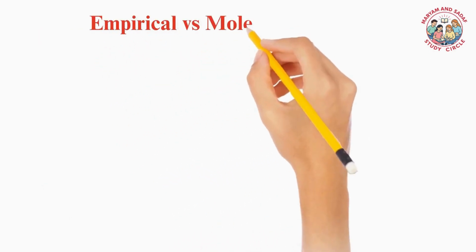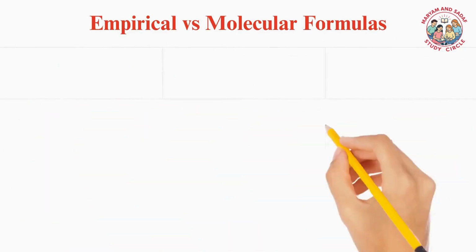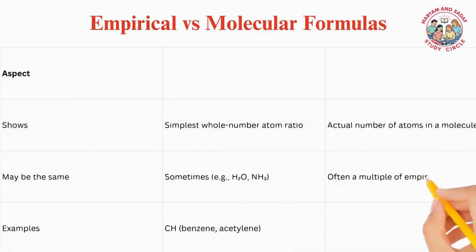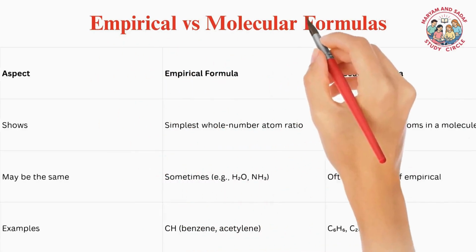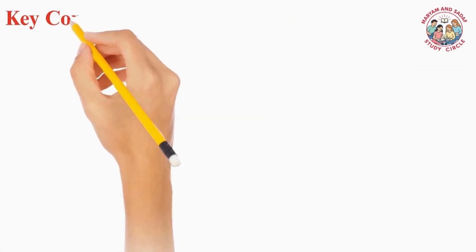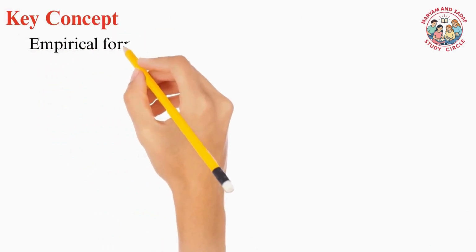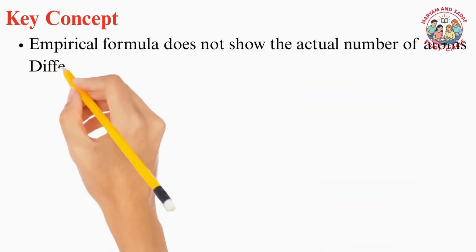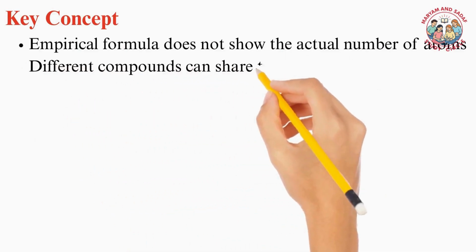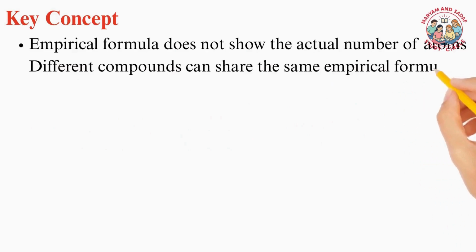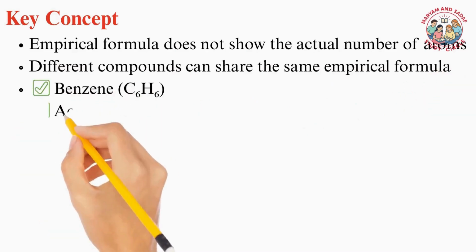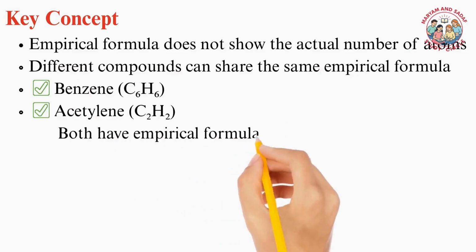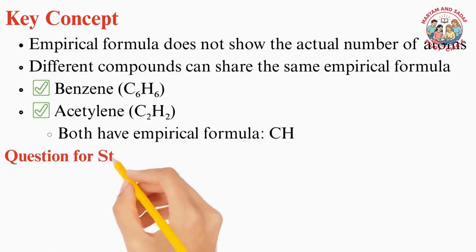In this table, a comparison between empirical and molecular formula is shown. Key concept: the empirical formula does not show the actual number of atoms. Different compounds can share the same empirical formula. Benzene C₆H₆, acetylene C₂H₂. Both have empirical formula CH.